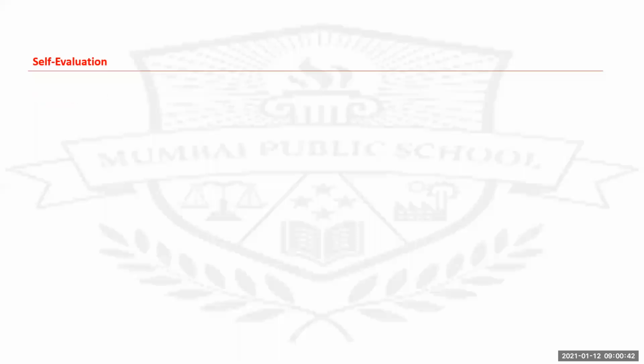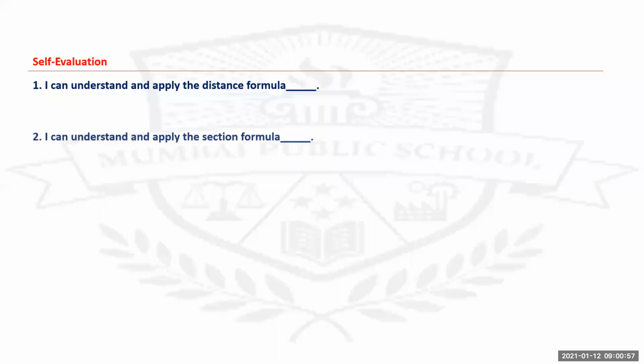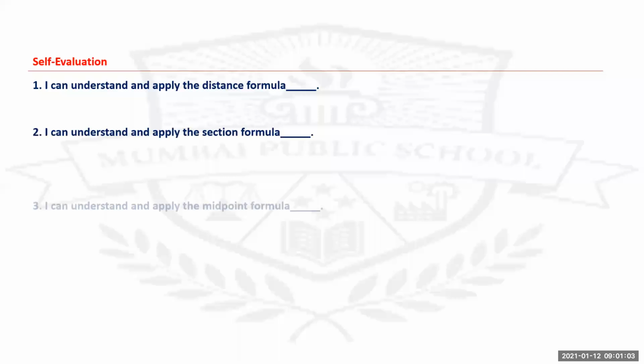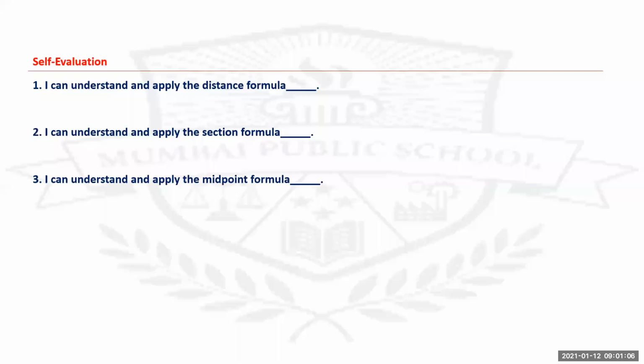After going through all this, what you have understood, ask these questions to yourself. I can understand and apply the distance formula. Yes or no? I can understand and apply the section formula. Yes or no? I can understand and apply the midpoint formula. Yes or no? I can understand and apply the centroid formula. Ask these questions to yourself. Whenever the answer is no, just go back, revise that formula and solve the questions based on that. Is this clear to all the students?